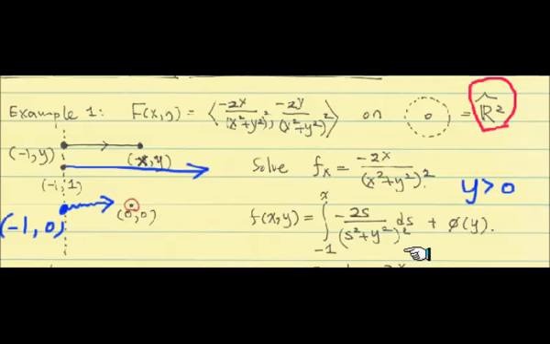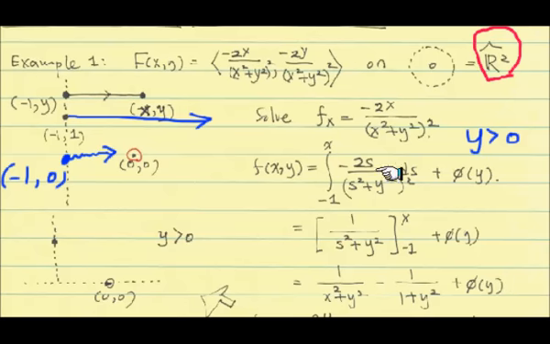So if you do the calculation and integrate it, you get this 1 over x squared plus y squared. You might pause the video and follow these details, but that's what this is. And this is what we end up at, and this is the candidate, with this phi of y, of course, being the only part in terms of y.